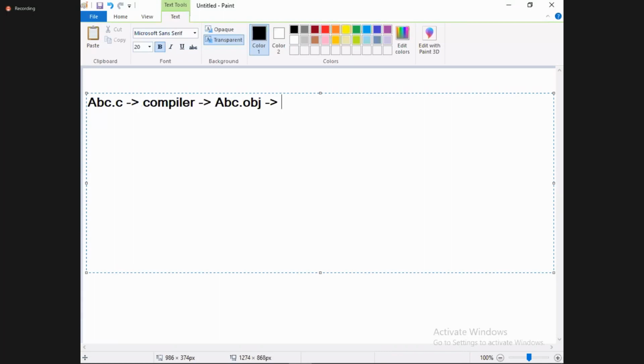That compiled code is further given to a special program called a linker. Then the linker will give you the abc.exe file, the executable file, and it will give you output. I did this entire process in the Windows operating system.